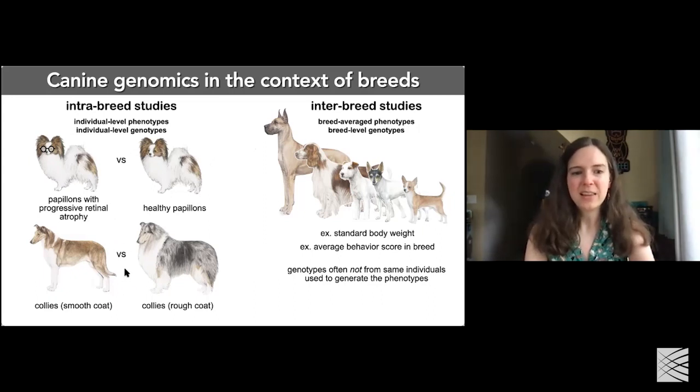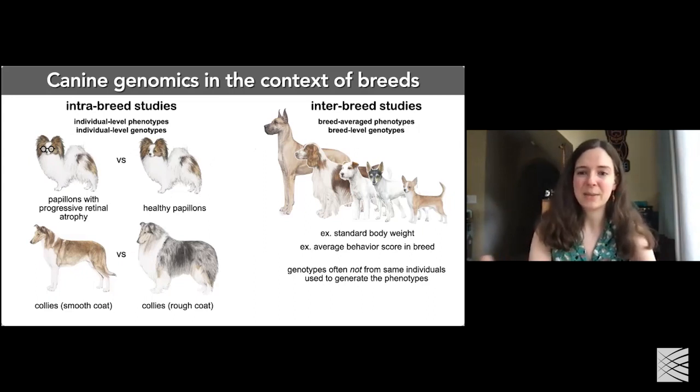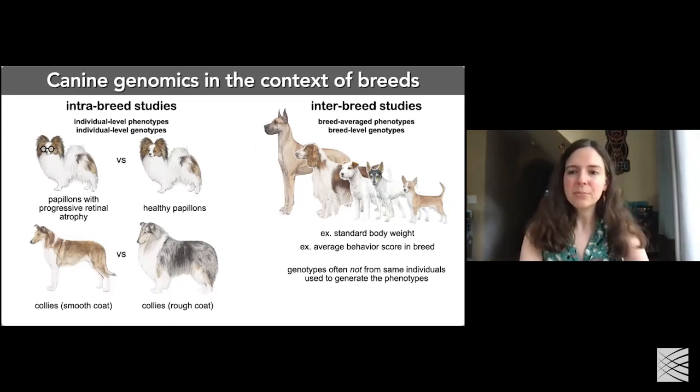Similarly with collies, between the smooth coat and the rough coat, if you're comparing these dogs in an association study, you can be fairly certain that that is the phenotype you're asking about. The interbreed approach often involves using breed average phenotypes and genotypes, again working off that benefit of reduced genetic variation within the breeds to say that those genotypes are representative of the dogs from the breed. And these two approaches can both be fairly powerful.